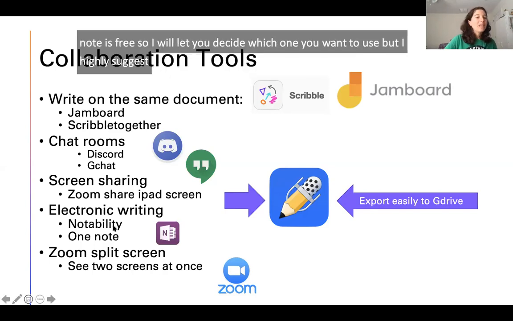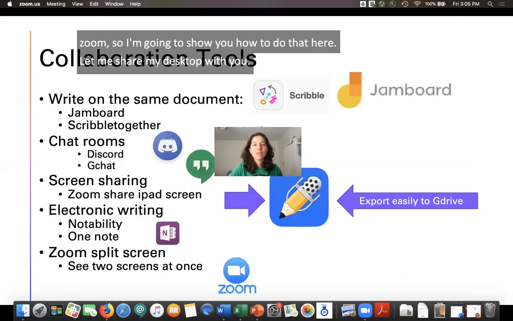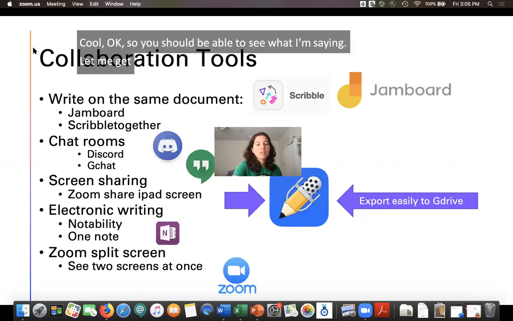Okay, and then we also have screen sharing on Zoom, so I'm going to show you how to do that here. All right. Let me share my desktop with you. Cool. Okay, so you should be able to see what I'm seeing. Let me get out of this. Escape.